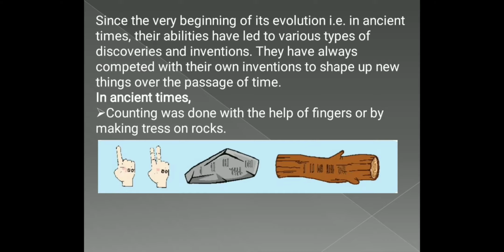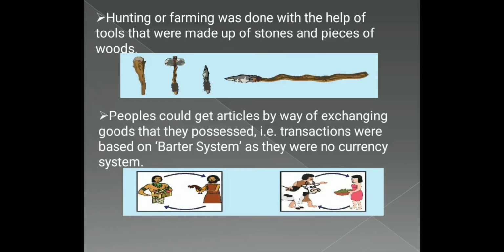When we talk about the evolution of computers, we must start from the basic computing machines, which were developed to calculate mathematical operations. Because in early years, people used their fingers for counting and marking on trees or rocks. In ancient times, hunting or farming was also done with the help of tools that were made of stone and pieces of wood.